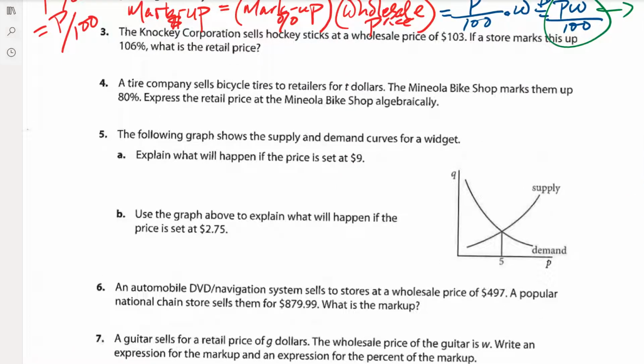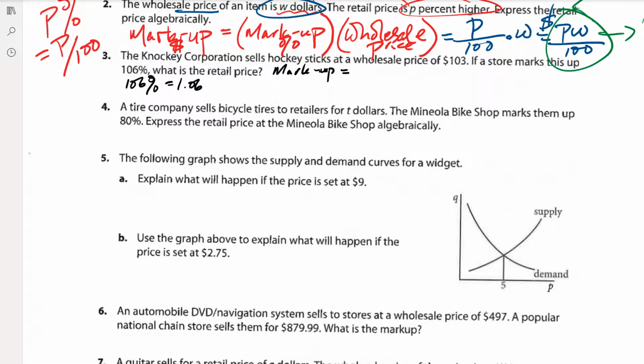Number 3: the Noki Corporation sells Noki hockey sticks at a wholesale price of 103 bucks. If the store marks this up 106%, what is the retail price? We can do this in 1 or 2 steps, but if we step it out, it looks like this. First of all, I know that 106% is equal to 1.06 as a decimal. Now we need to figure out what the markup is. So step 1, markup in terms of dollars. As I just said, it's markup percentage times wholesale price.